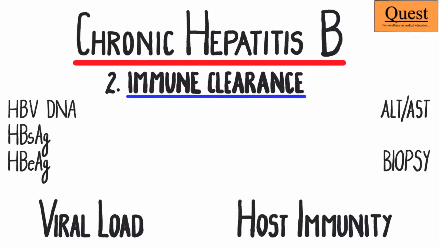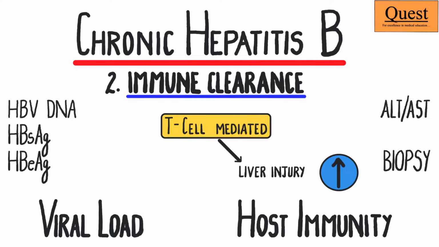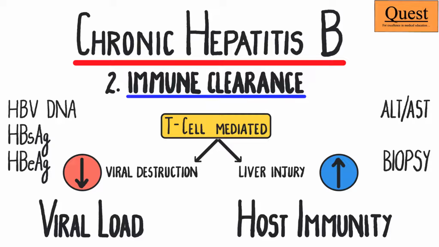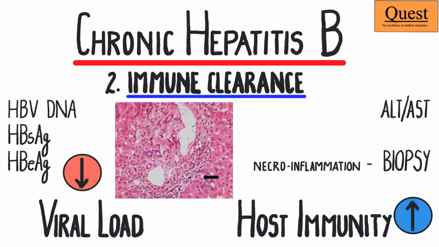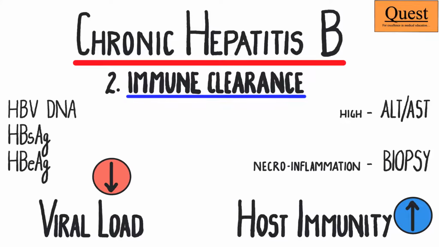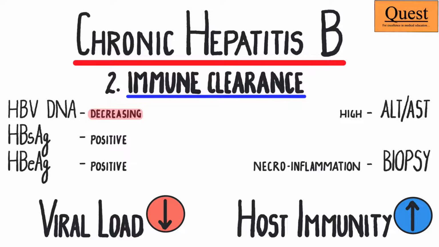During this stage, the host immunity will start mounting up. This is going to be a predominantly T-cell mediated response, which would start destroying the liver tissue and also start controlling the virus replication. At this stage, if we do a biopsy, there is going to be necroinflammation within the liver cells. Also, serologically, there is going to be an elevation of liver enzymes, which is a marker of hepatitis. The HBV DNA levels are going to start falling.